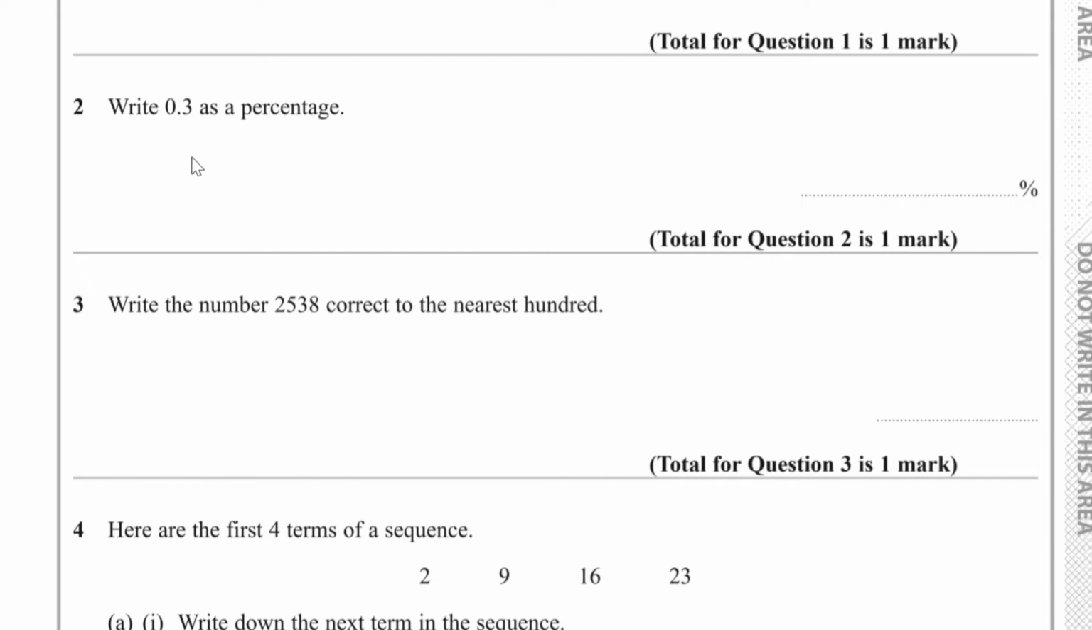Question number 2, we have to write 0.3 as a percentage. Well, to convert 0.3 to a percentage, we take the 0.3 and then we multiply this by 100. And doing so, we end up with 30%.